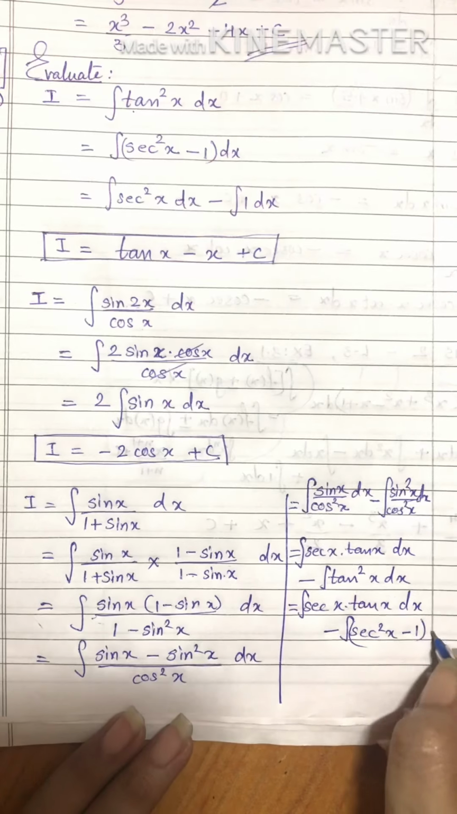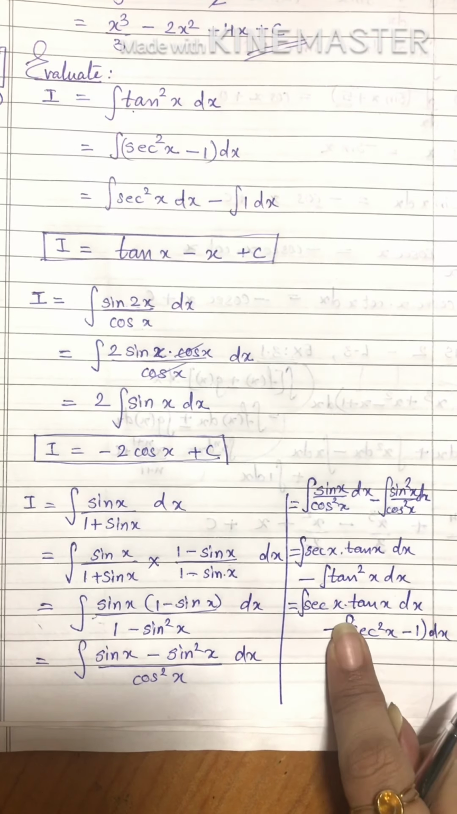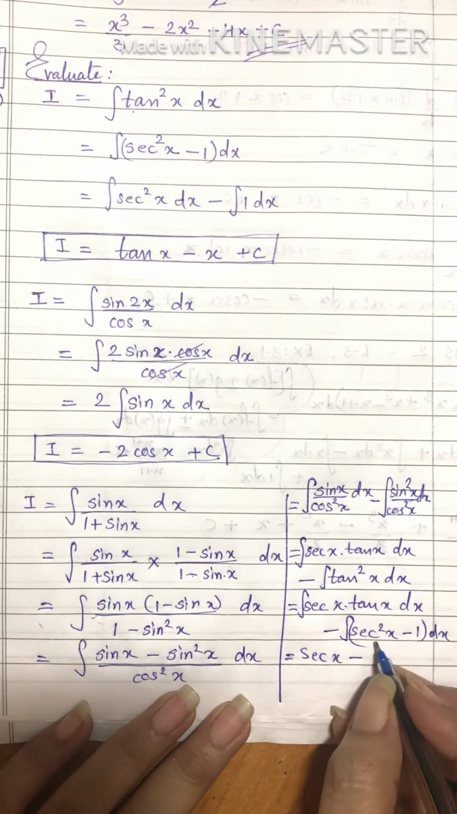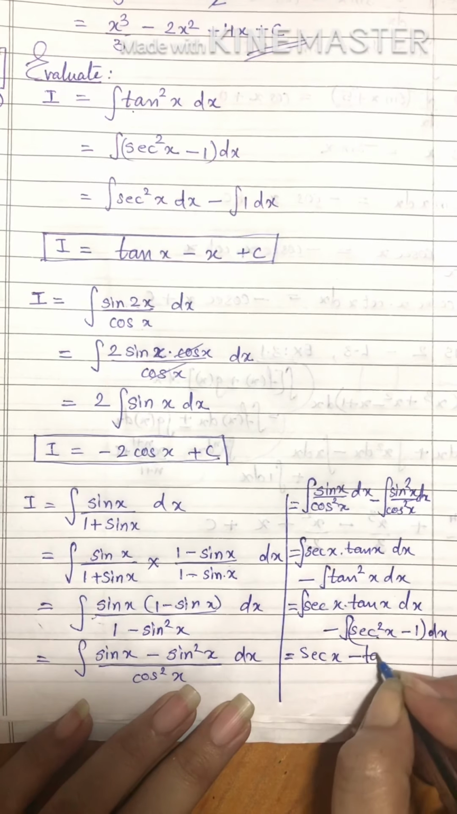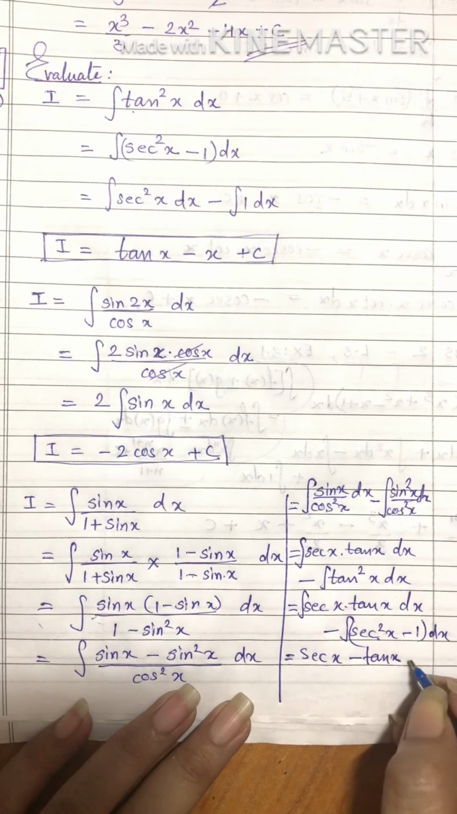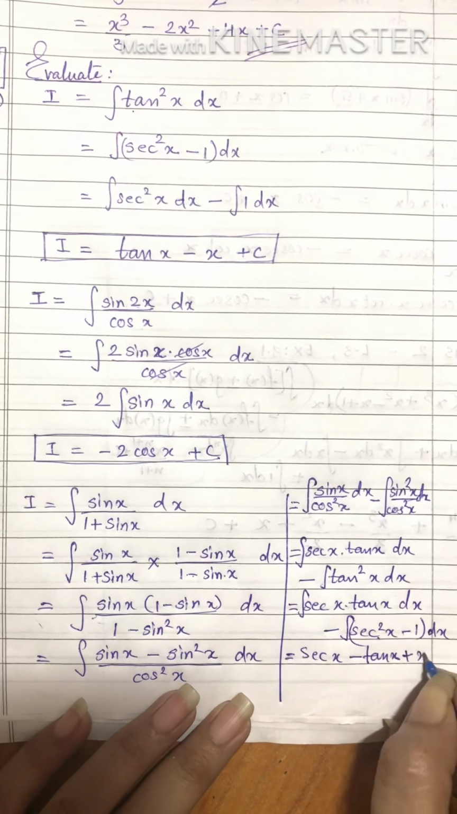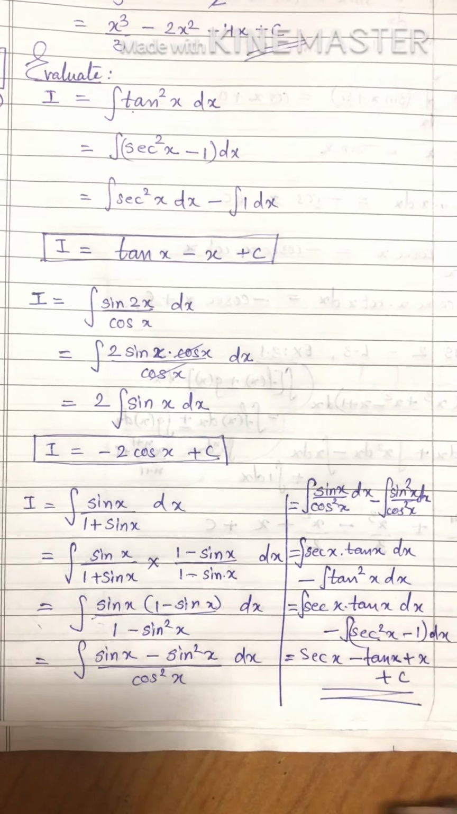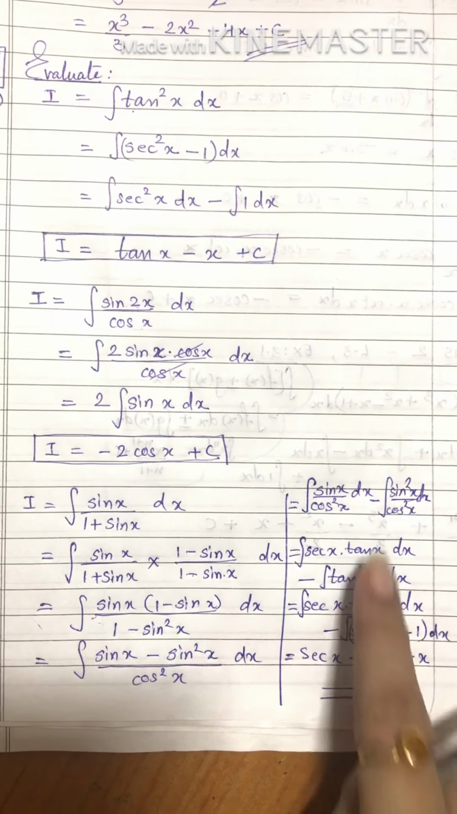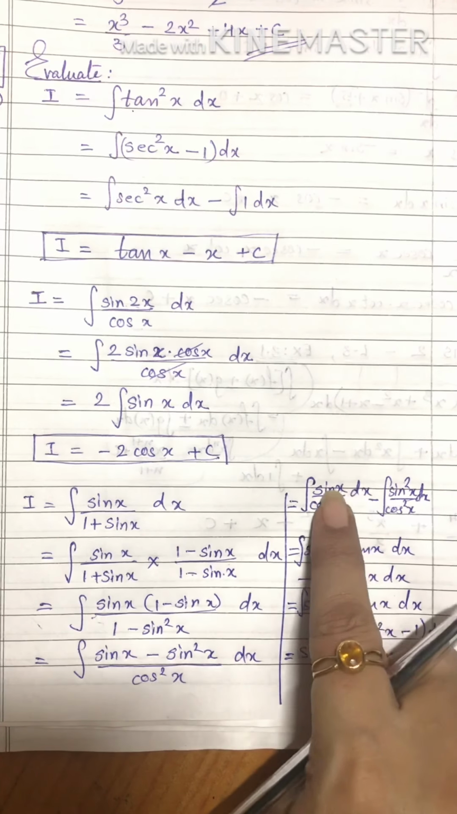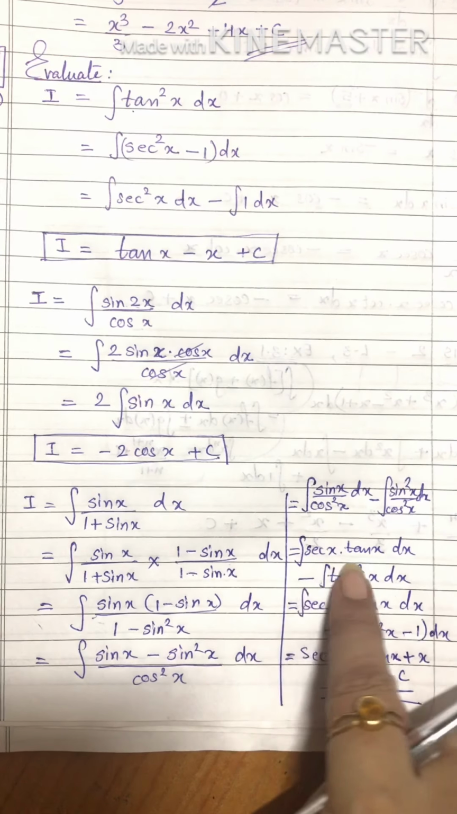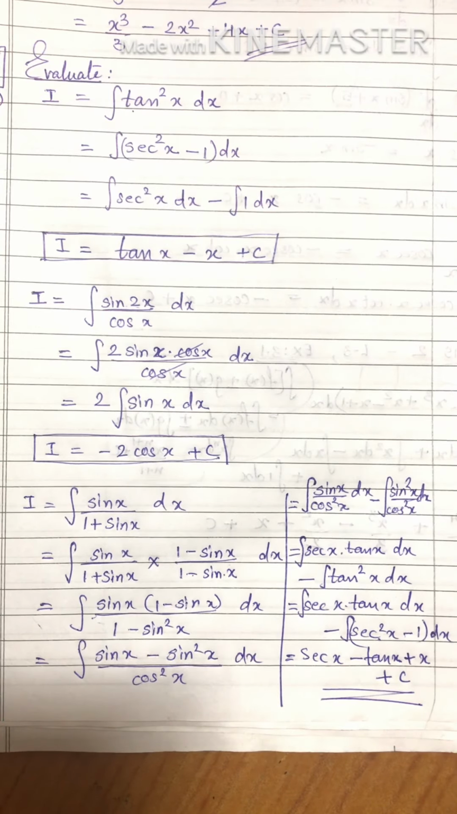So I hope now you will be able to solve this further. Integration sec x tan x will give you sec x, and then minus integration sec square x would give you tan x, and minus into minus 1, so that is plus 1. Integration 1 dx will give you x, plus c. This is our final answer. Just try to solve this once again on your own. I know I have skipped a few steps here, like in this case I have not written sin x upon cos x into 1 upon cos x. I have directly written it here. So just try to do this sum on your own.